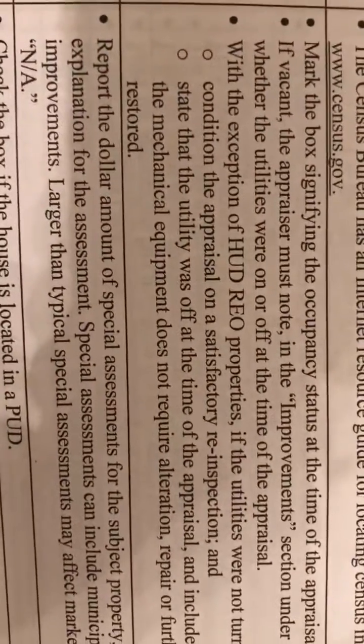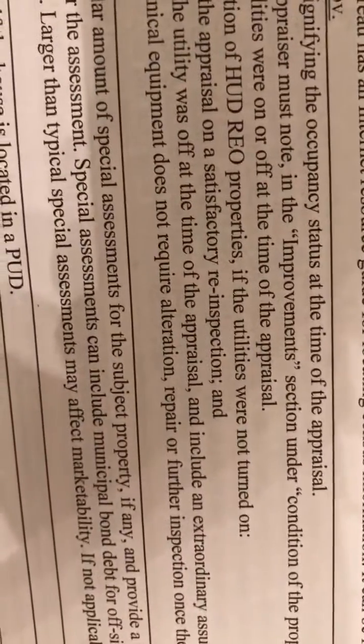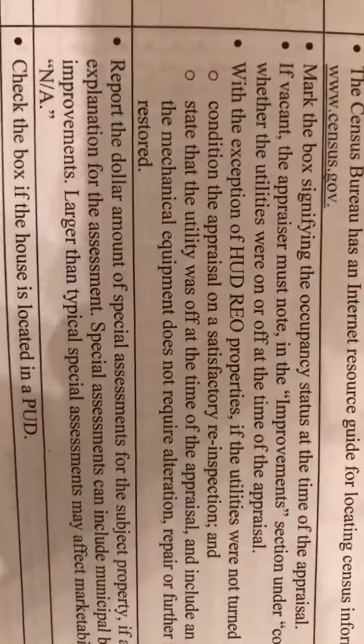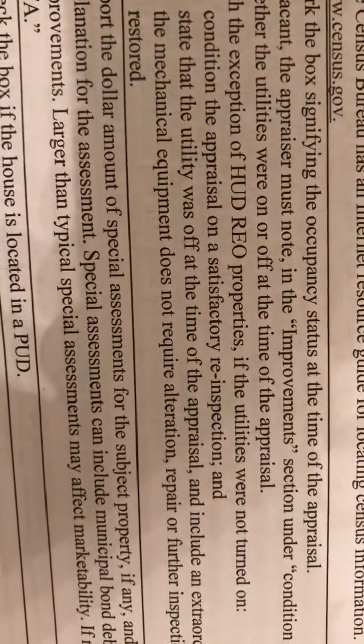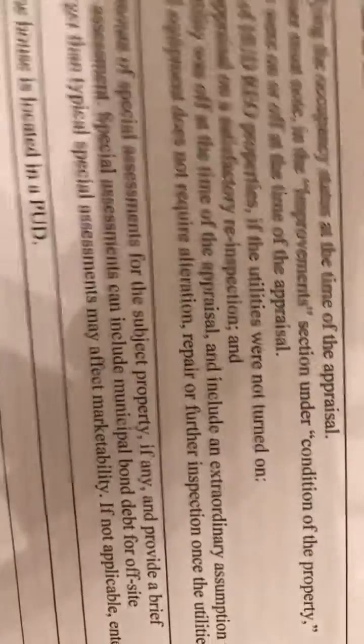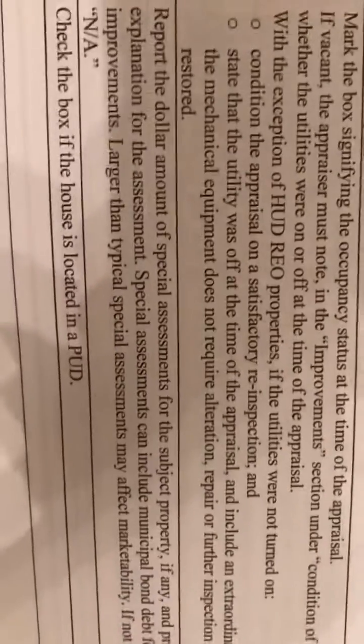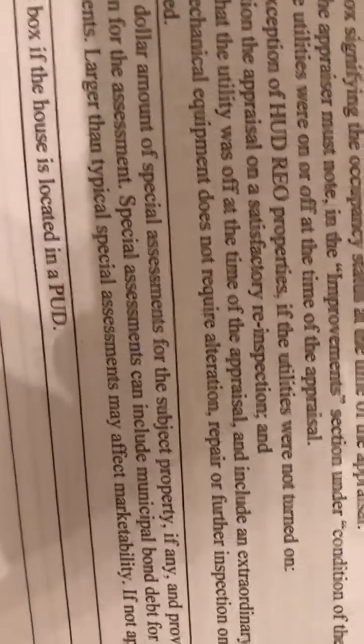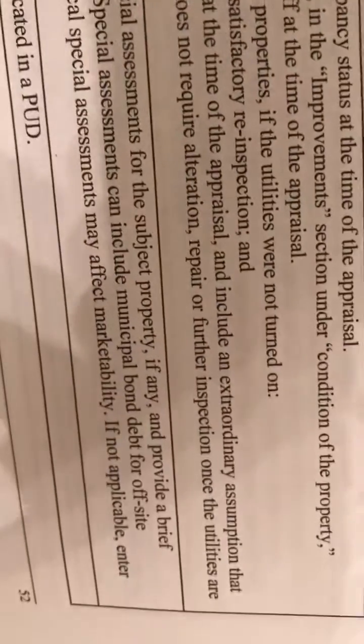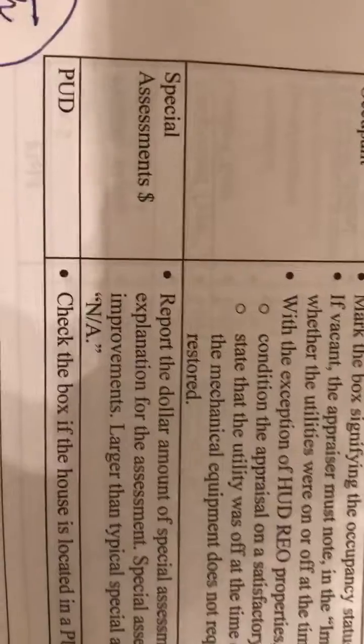With the exception of HUD REO properties, if the utilities were not turned on, condition the appraisal on a satisfactory reinspection and state the utility was off at the time of the appraisal and include an extraordinary assumption that the mechanical equipment does not require alteration, repair, or further inspection once the utilities are restored.